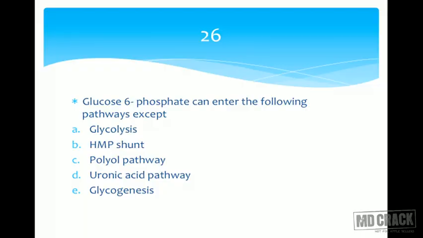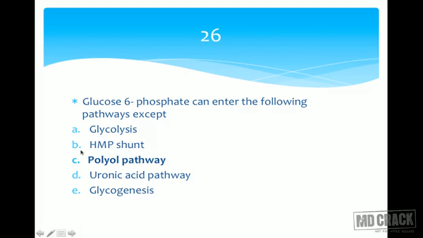Glucose 6-phosphate can enter the following pathways except: glycolysis, HMP shunt, polyol pathway, uronic acid pathway, glycogenesis. What was your answer? The answer should have been polyol pathway. Why? Glycolysis, yes, glucose 6-phosphate is further converted to fructose 6-phosphate, so it enters glycolysis. HMP shunt, yes, glucose 6-phosphate dehydrogenase.